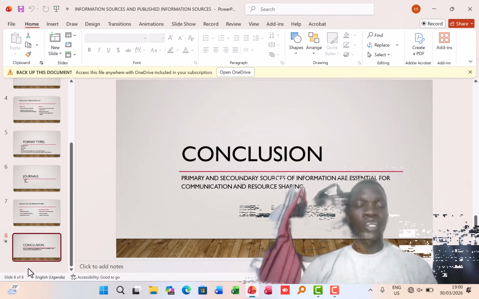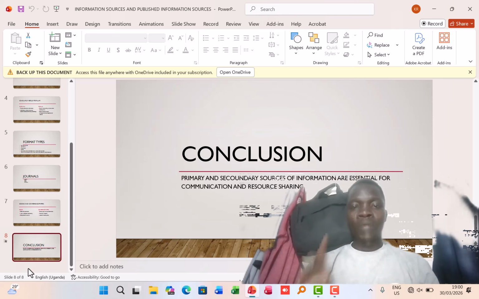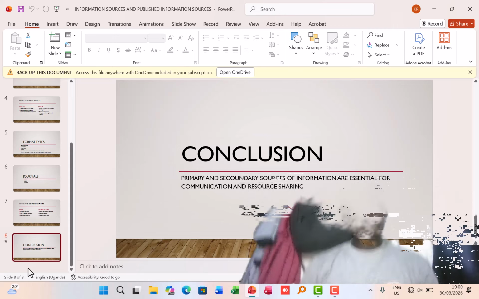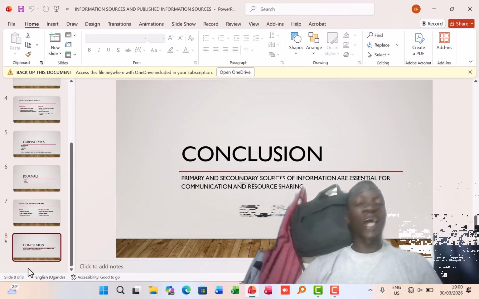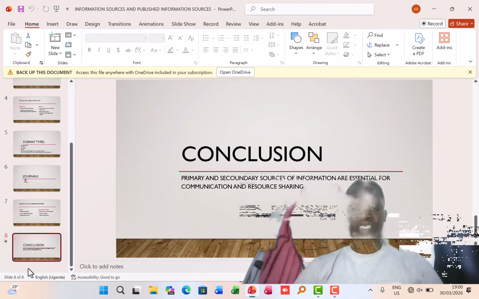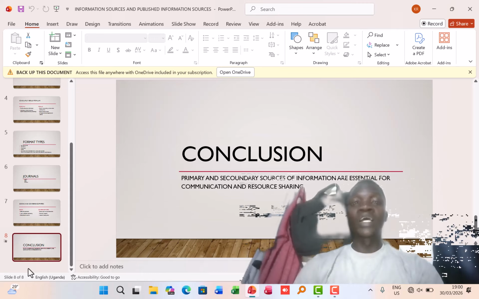So in conclusion, therefore, primary sources and secondary sources of information are essential for communication and research strategies in the sharing of information in our day-to-day life.